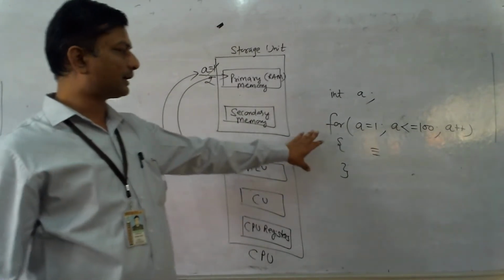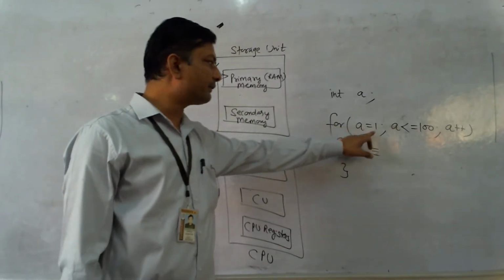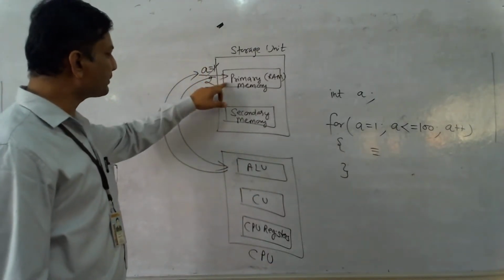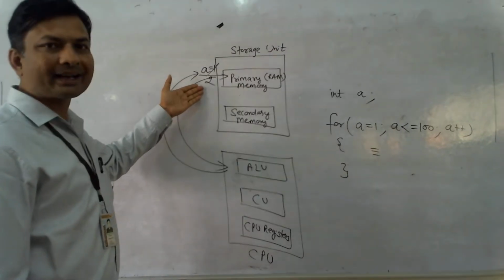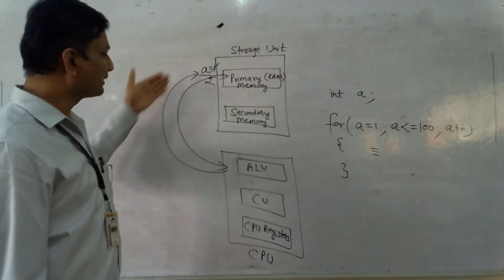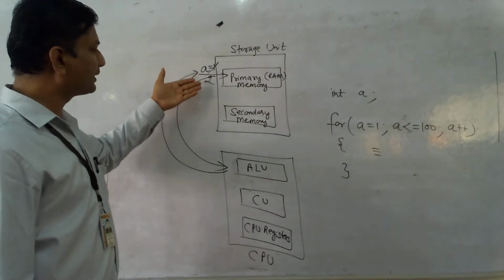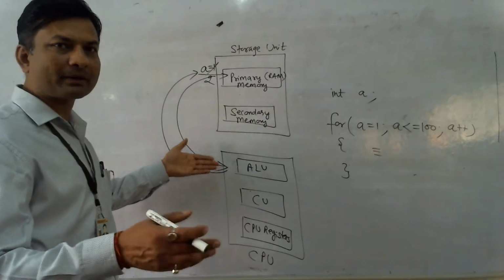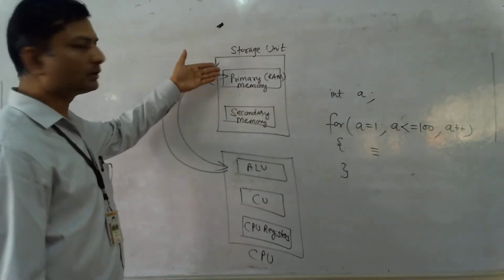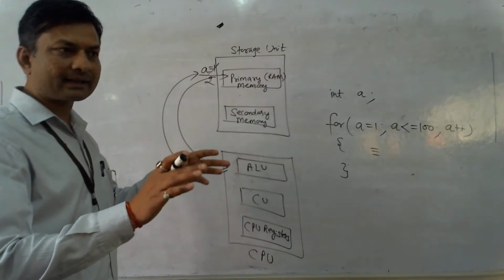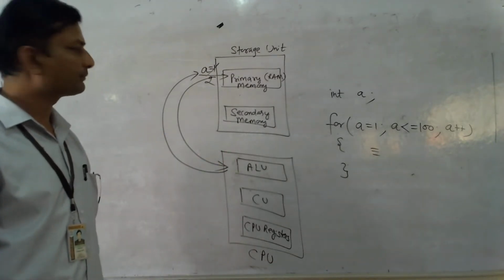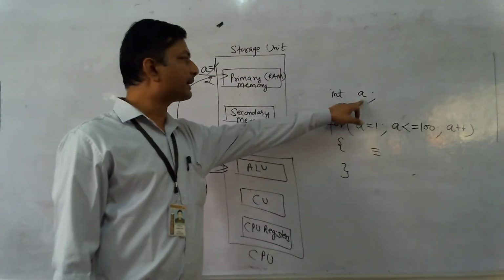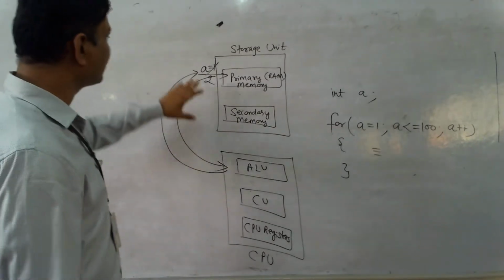As we know, according to this loop, the value of A will be increased 100 times. It means from primary memory, means RAM, to ALU, it has to repeat this cycle 100 times. Means A will move to ALU to increase its value by 1 and then go back to RAM, and this cycle will be repeated 100 times. Obviously it will take some time. So if this variable belongs to the automatic storage class, then this is the case.